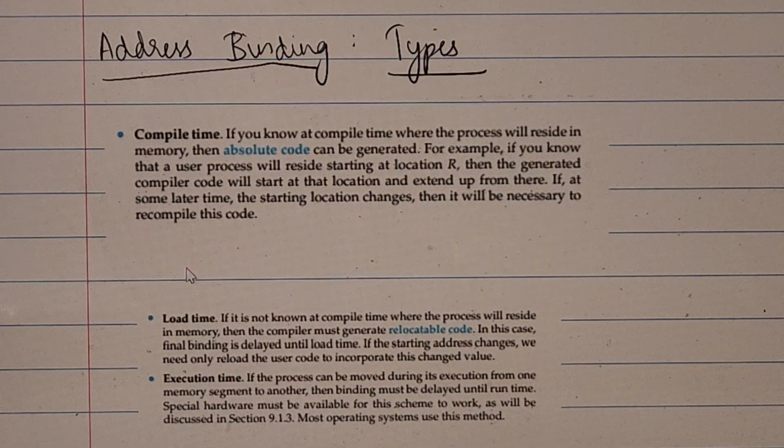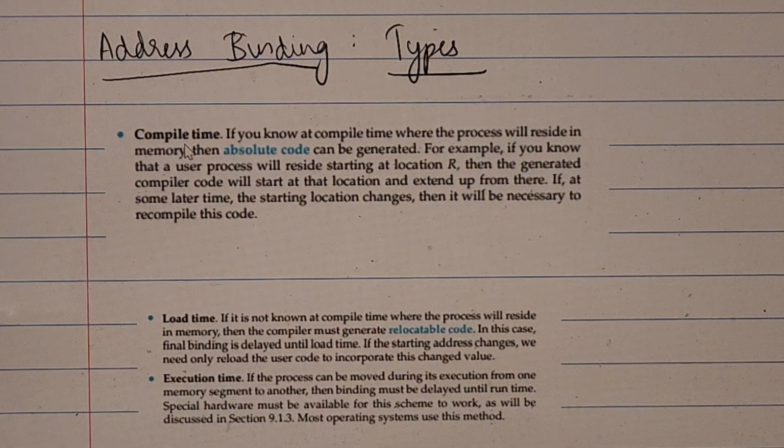So the general sequence of things is load, compile, execute, but we will look at address binding in this sequence: compile time, load time, execution time. So these are three types. It's not a sequential thing. Address binding can happen at any one of these three phases, right?